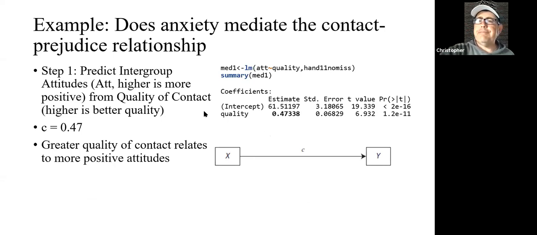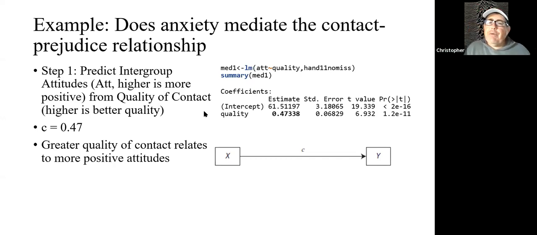All right, here's the first step in our analysis. Step 1 is predicting intergroup attitudes from quality of contact. So just a simple regression predicting attitude from quality. Those are the names of the variables there. The estimate that we get, 0.47338, I bolded that on there. That is our C path. That is our total effect.